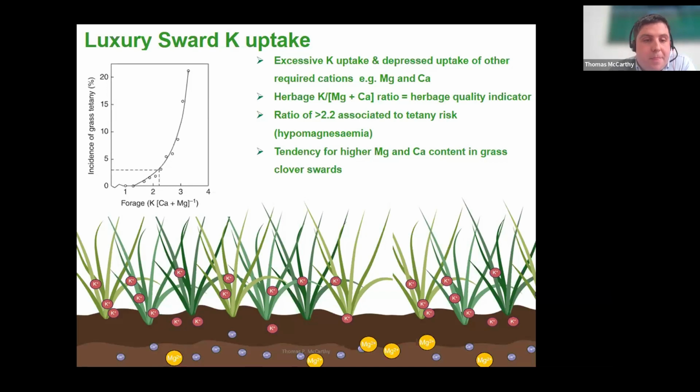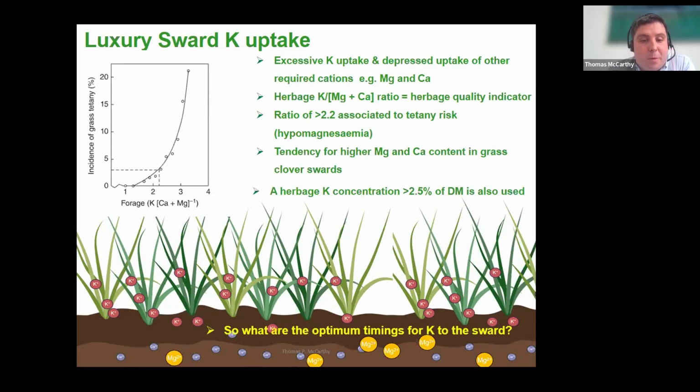So we look at the mineral balance constituents in the grass for magnesium, calcium, and their relationship with potassium. And we can see from that graph on the left from previous research that where this ratio in the herbage goes over 2.2, the incidence of grass tetany can increase exponentially. But we also use just the K concentration on its own, as a percentage of K in the dry matter, as an indicator of grass tetany. So with this in mind, what are the optimum timings for K to the sward?